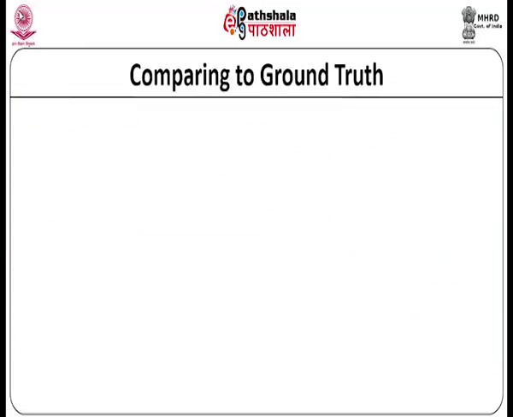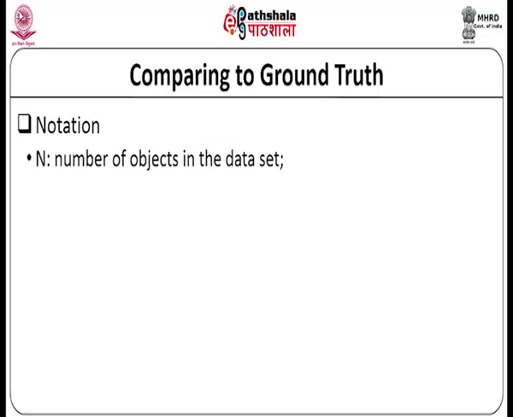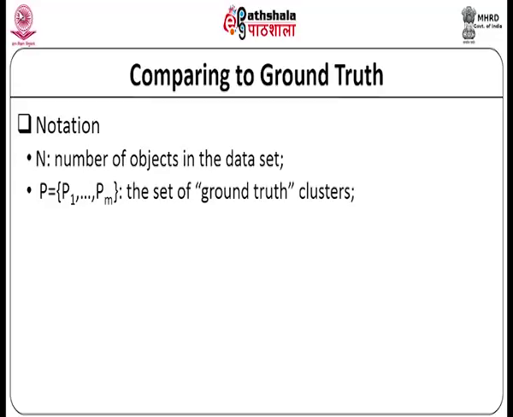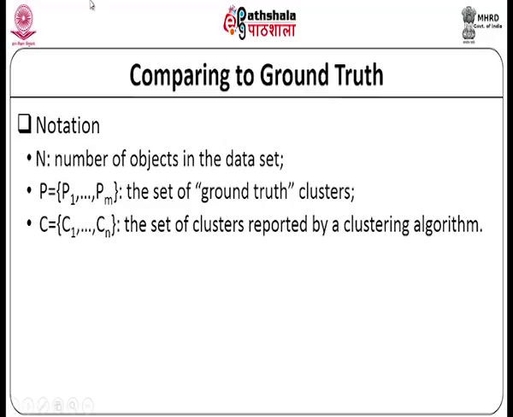Now, for comparing to ground truth with the external index, the notation that we use is: n is the number of objects or data points in the data set. P1 to Pm is the set of ground truth clusters; remember, it is an external source, so these are the gold standard clusters. And C1 to Cn is the set of clusters reported by the clustering algorithm.